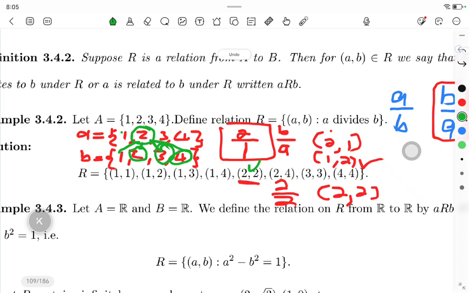3 cannot, so let me erase this. 3 cannot divide 1. 3 cannot divide 2, but 3 can divide 3. That's why now we have 3, 3. You see that? Again with 4. 4 cannot divide 1, it cannot divide 2, it cannot divide 3, but it can divide 4. That's how we have 4, 4 here.